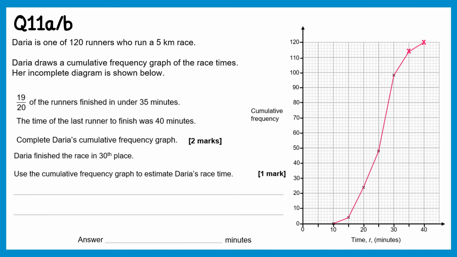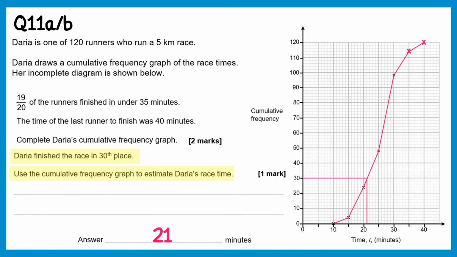For the next part of this question, we're told Daria finishes the race in 30th place, and we need to work out her time. To do this, we'll start at 30 on the cumulative frequency and draw a horizontal line across to our diagram. Then we'll go down from this point where it intersects, and read off the time. So I get a value of 21 minutes.